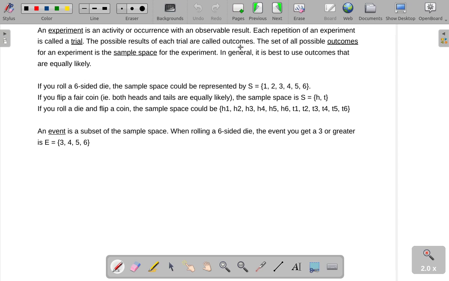Each possible result of a trial is called an outcome. So the first time you flip the coin, it's a heads. The second time you flip the coin, it's a tails. Those are each of the individual outcomes.